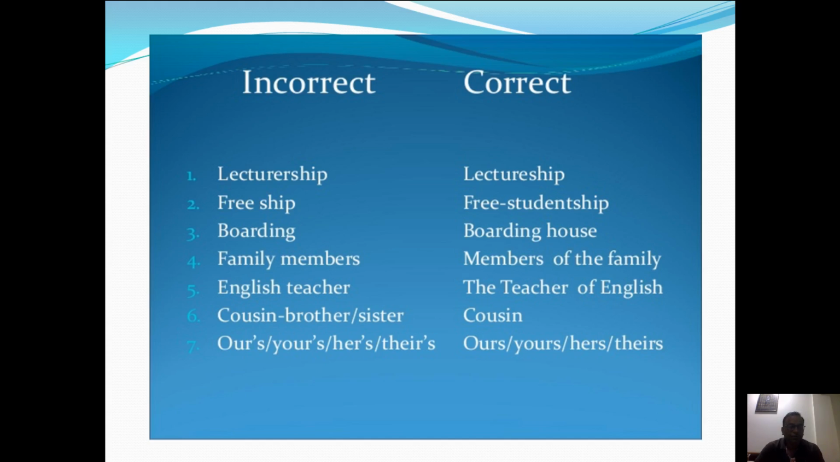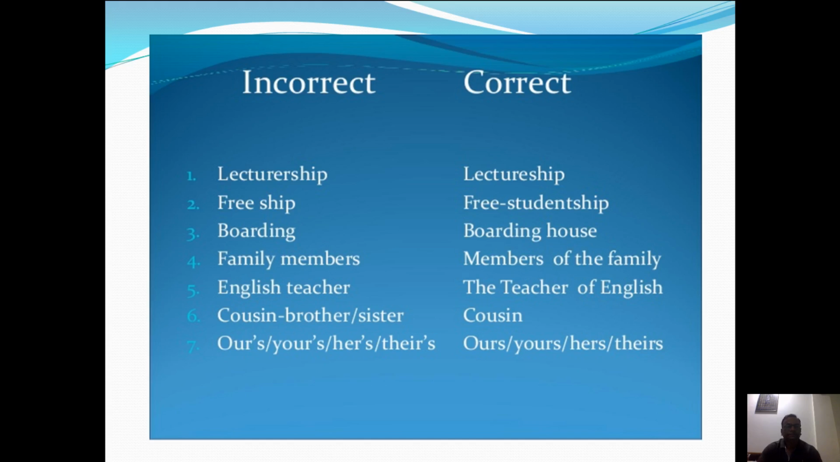First, I'm going to read 7 examples of incorrect words. First one, lecturership. We use lecturership most of the time. But it is a wrong word. What will be the correct one? It is called lectureship. Not lecturership. We have to say lectureship.